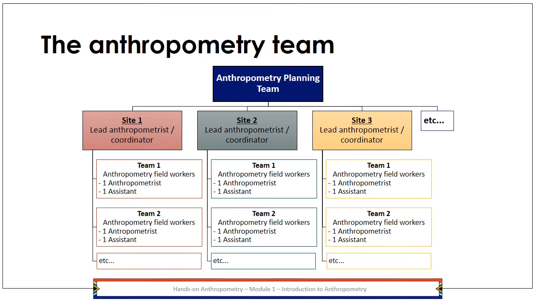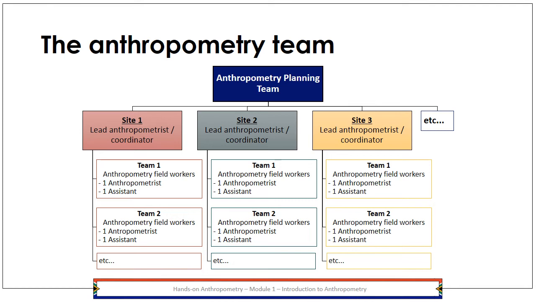This organogram shows the makeup of the anthropometry team. At the head, there is the anthropometry planning team, who are responsible for developing all the procedures and training manuals and for training the site coordinators to act as lead anthropometrists.